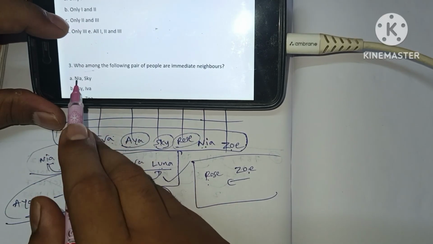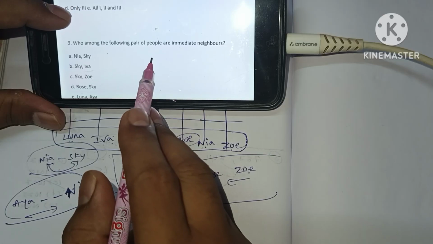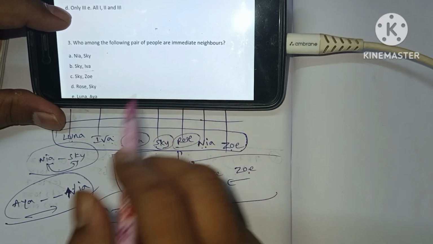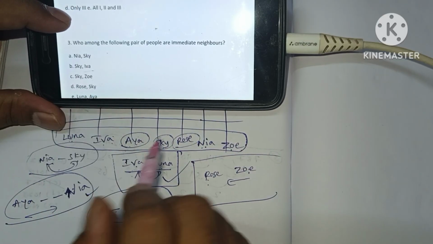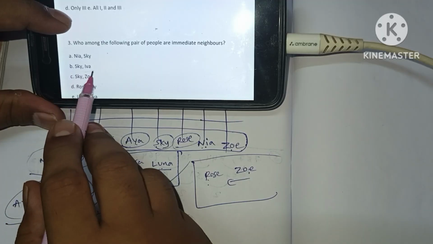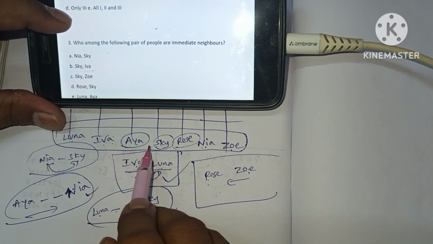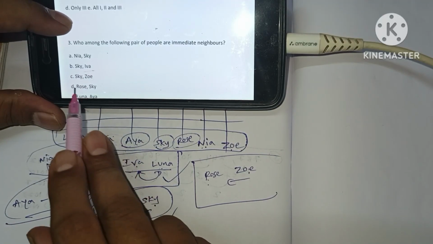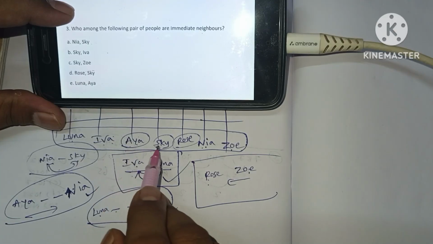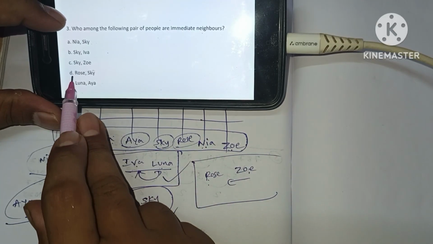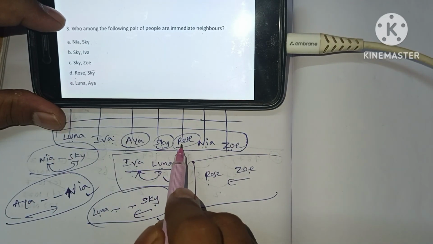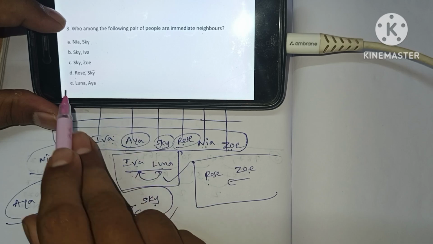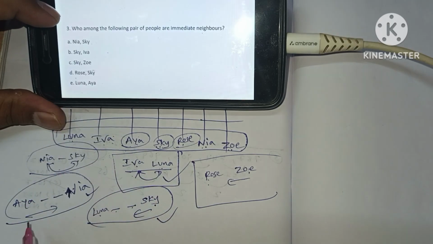Next, third one. Which of the following pairs of people are immediate neighbors? Nia and Sky. No. Sky and Eva. No. Sky and Joy. This is Sky and this is Joy. No. Rose and Sky. Rose and Sky are immediate neighbors. So option D is our answer.